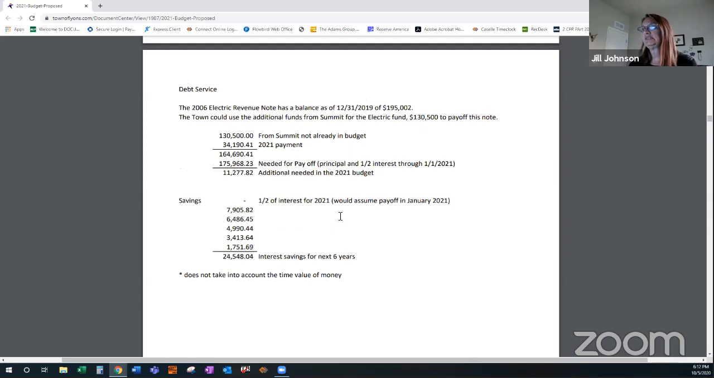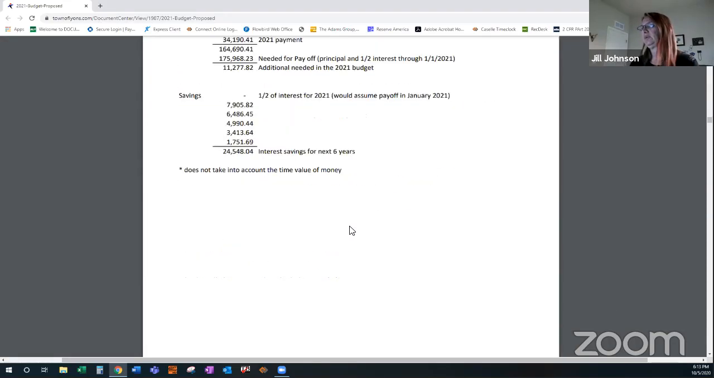Our debt service, I had talked about possibly paying off one of our debt service notes. This is actually a pretty high interest note for this environment. So I actually do have this in the budget that we will pay this off in 2021.